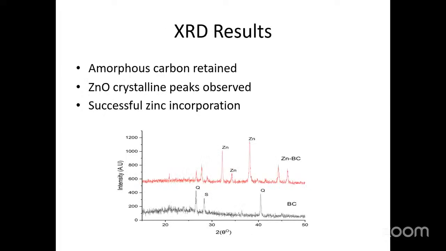From the XRD, the biochar shows an amorphous carbon structure. And after the zinc exchange, the pattern shows zinc oxide phases in the structure, but the amorphous structure of the biochar was still maintained, indicating that the ion incorporation was successful and the structure of the biochar was retained.